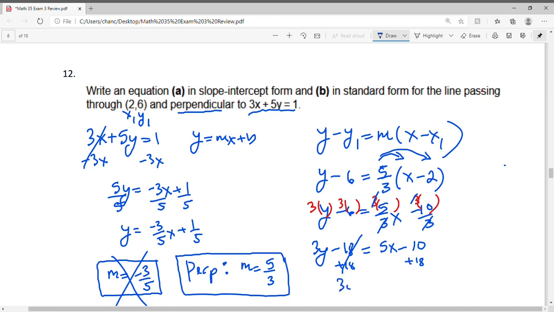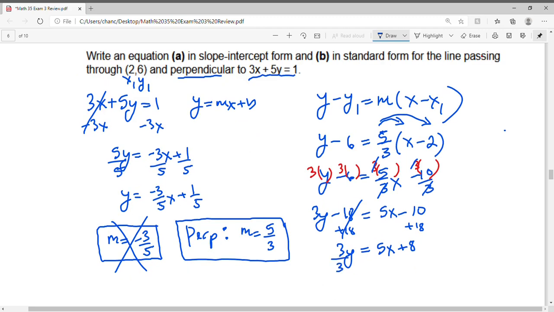So we have 3y equals 5x plus 8. We can divide everything by 3. And so we have y equals 5/3 x plus 8/3 is the equation of our line that is perpendicular to 3x plus 5y equals 1 and passes through the point (2, 6). This is known as slope-intercept form.